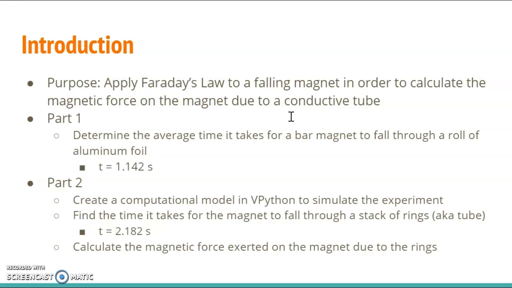In part 1, we determined the average time it takes for a bar magnet to fall through a roll of aluminum foil, and we found this to be 1.142 seconds. And then in part 2, we created a computational model in Python to simulate the experiment, and we found the time it takes for the magnet to fall through a stack of rings, and this was equal to 2.182 seconds. And we also calculated the magnetic force exerted on the magnet due to the rings.